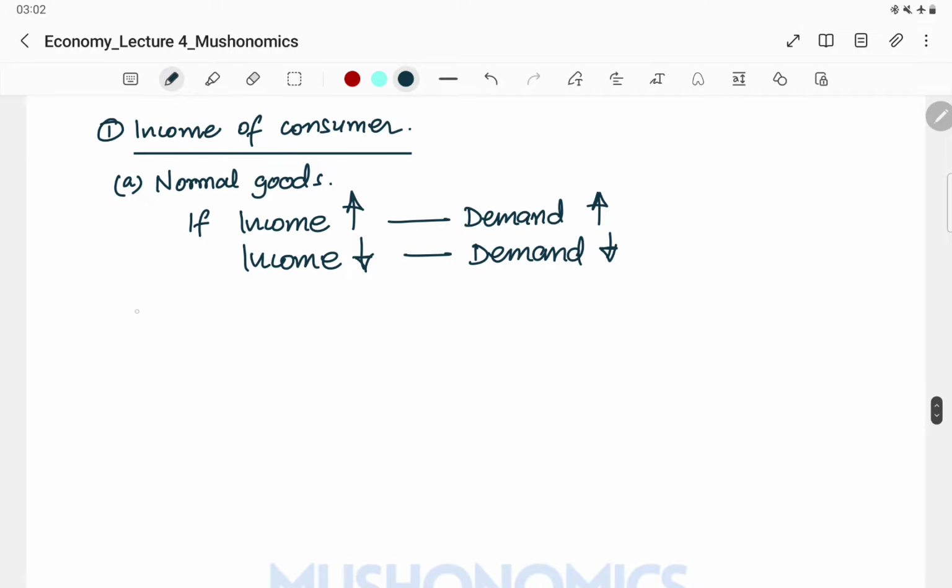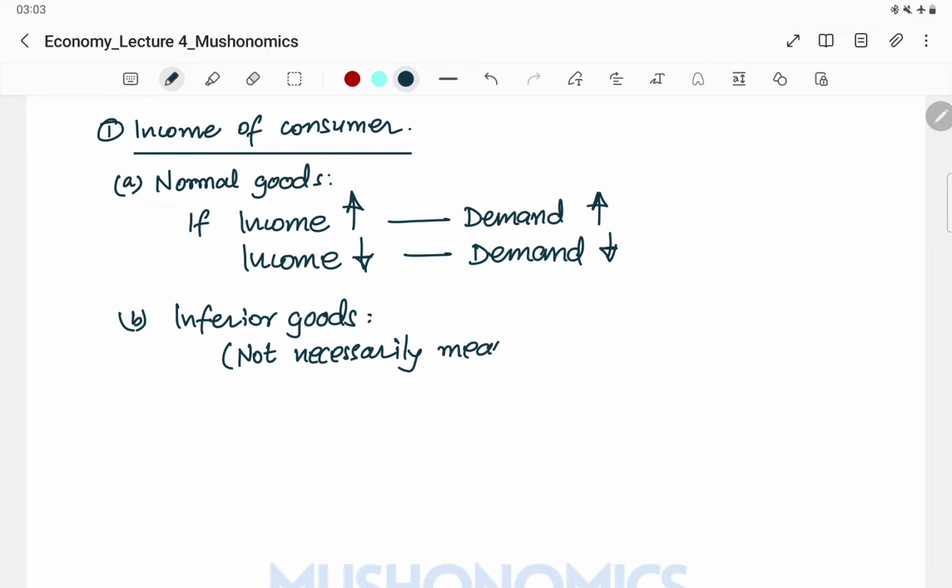Okay, let's see for inferior goods. Inferior goods do not necessarily mean poor quality goods. For example, if from bike you are moving to car, then bike becomes what? Inferior good. So not necessarily poor quality good.